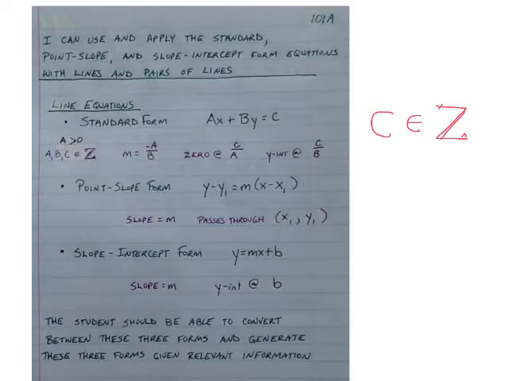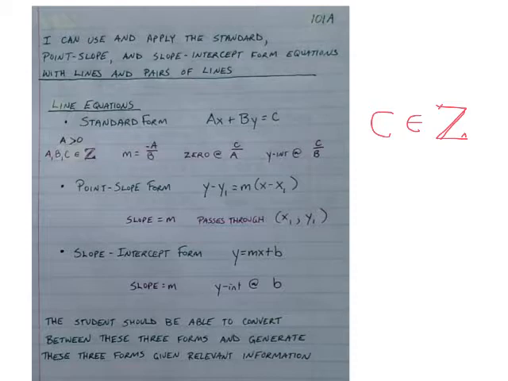The point-slope form is the second line equation, and it comes in the form of y minus y1 equals m times the quantity of x minus x1. This equation is great because it tells us the slope and it tells us that it passes through a point at x1, y1. Hence the fact that it's called point-slope form. It is very commonly used in calculus.